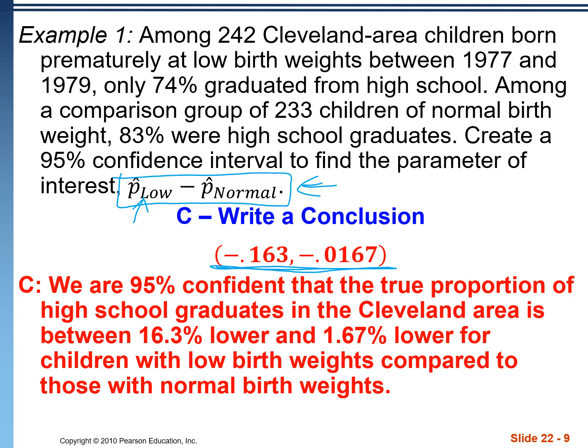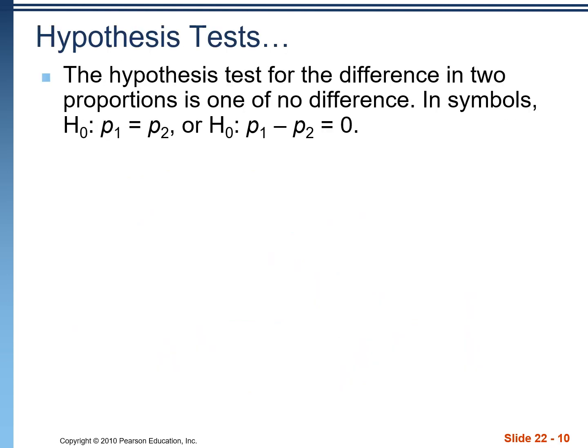So when we write it out, we say we are 95% confident that the true proportion of high school graduates in the Cleveland area is between 16.3% lower and 1.6% lower for children with low birth weights compared to those with normal birth weights. It says lower here because they're both negative. Sometimes we have one that's negative and one that's positive, in which case this one would say lower, this one would say higher. So that was a confidence interval.